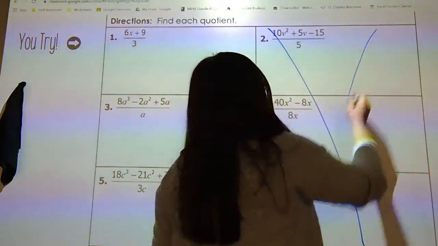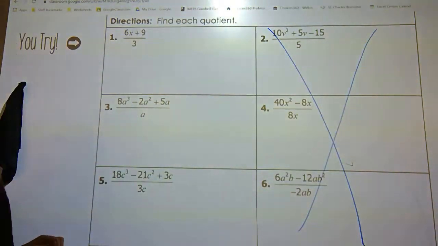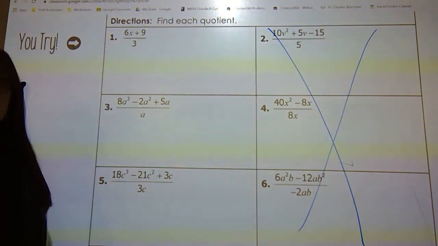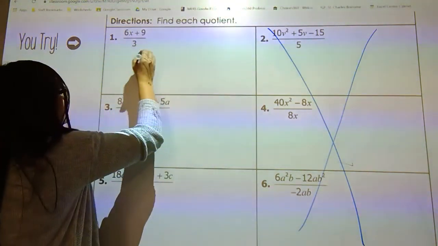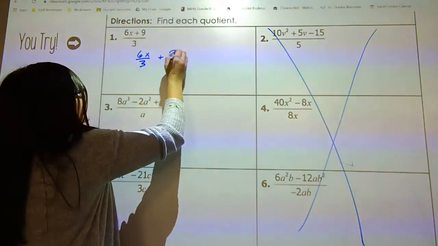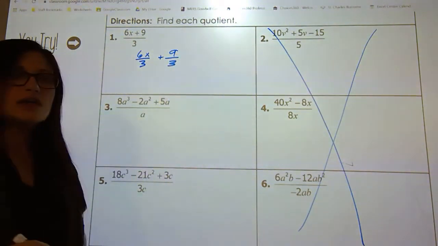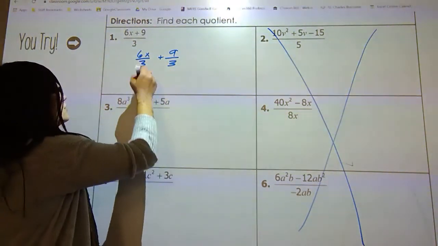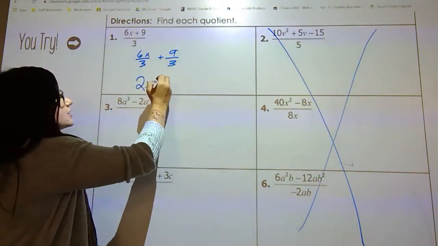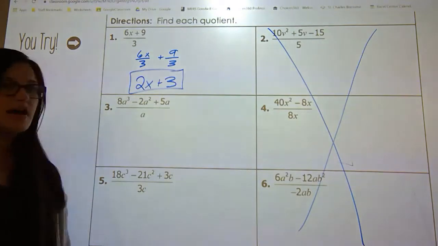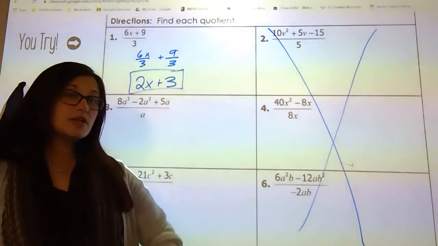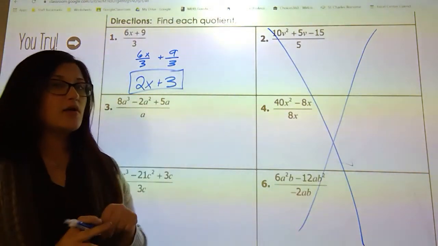Cross out all of the even ones, okay. All right, so when you have multiple terms on the top, you need to split it up. So then you have 6x divided by 3 plus 9 divided by 3, okay? 6 divided by 3 is 2, x, you still just have your x, plus 9 divided by 3 is 3. Okay, so make sure that you take a little bit of time to rewrite it, okay, it'll help.